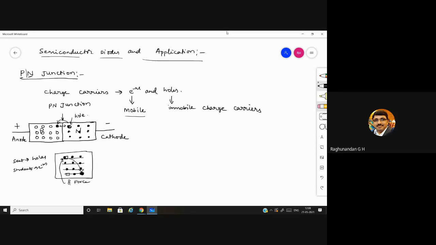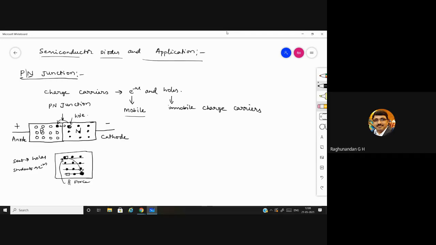So here the faculty or teacher is acting like a force who is going to make the students change their position. In the same way here, we are going to add an external supply battery for forcing these charges to move in these layers.